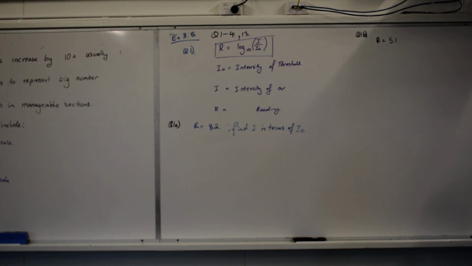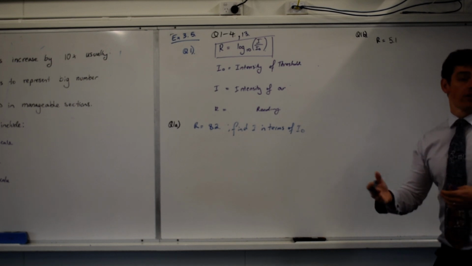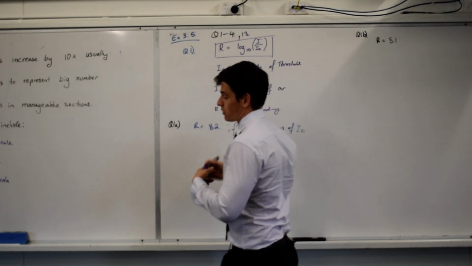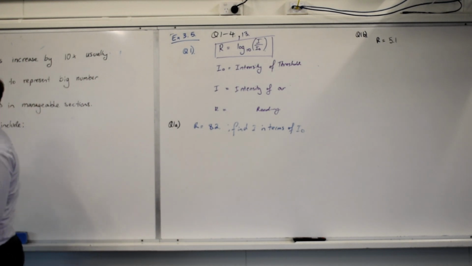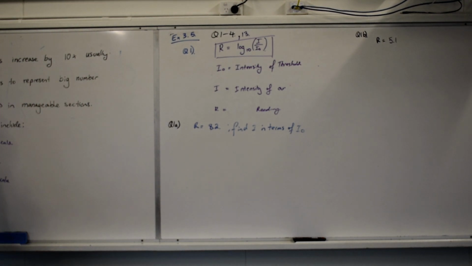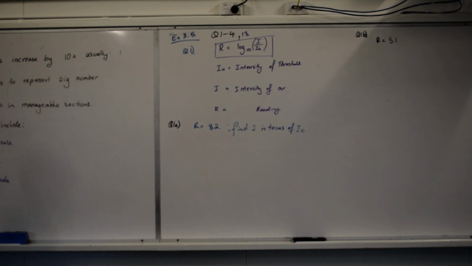Why must it be log base 10? Because it's going up by 10. Every time we go up 1 level, we increase by a factor of 10. So the base tells us about that. 10's a nice number to go up by because we use it for scientific notation, we use it for all sorts of things. Is that an I on the top? It is. And what's on the bottom?